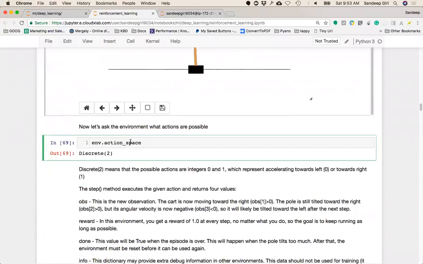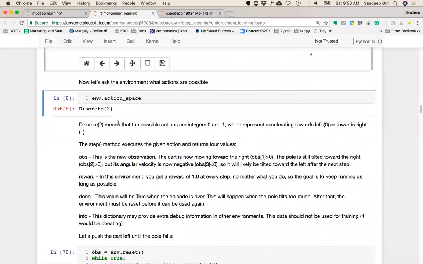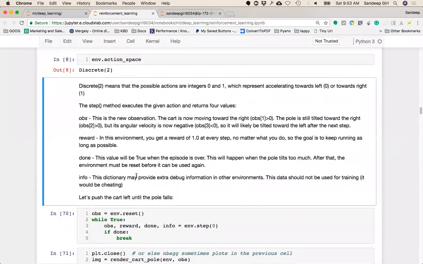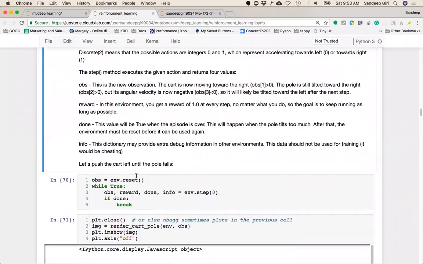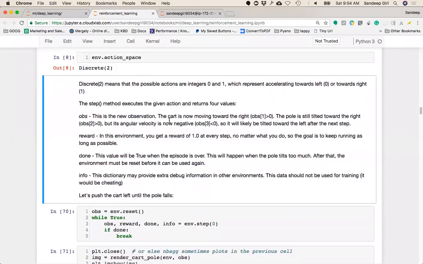So the other thing that the environment gives us is the action space. How many actions are there? Discrete 2 means there are possibly two actions that we can take, the integers 0 and 1, where 0 means move to the left and 1 means move to the right. The step function provides us the method to move the cart to the left or to the right, and it provides us the observation.